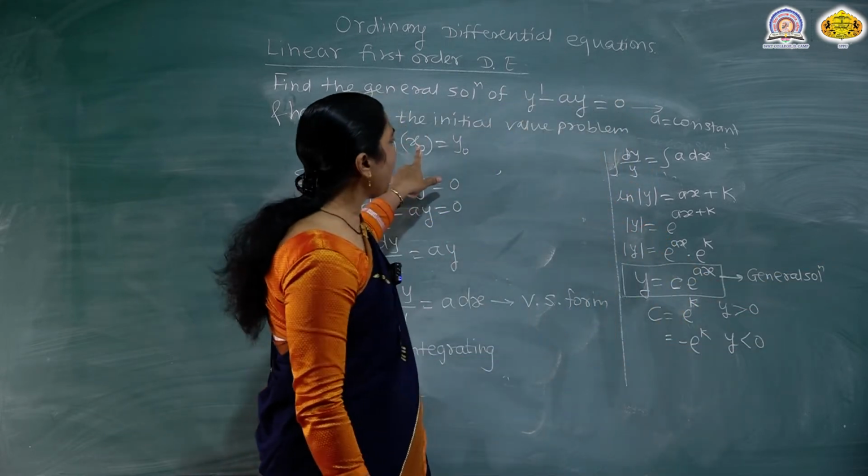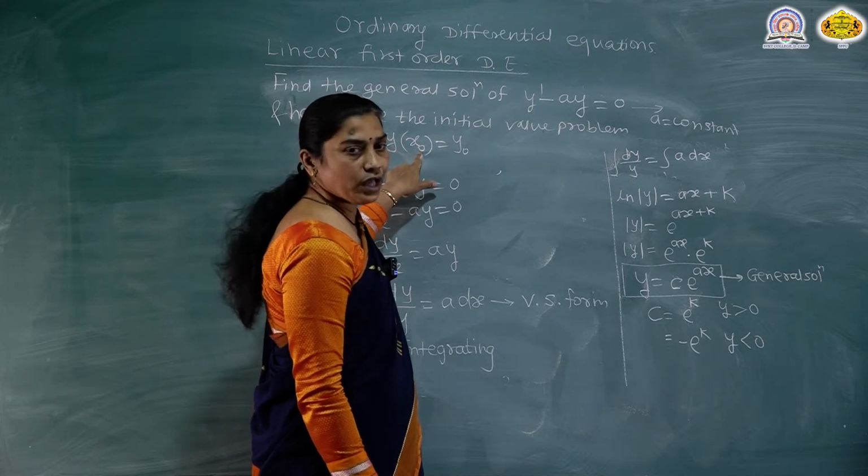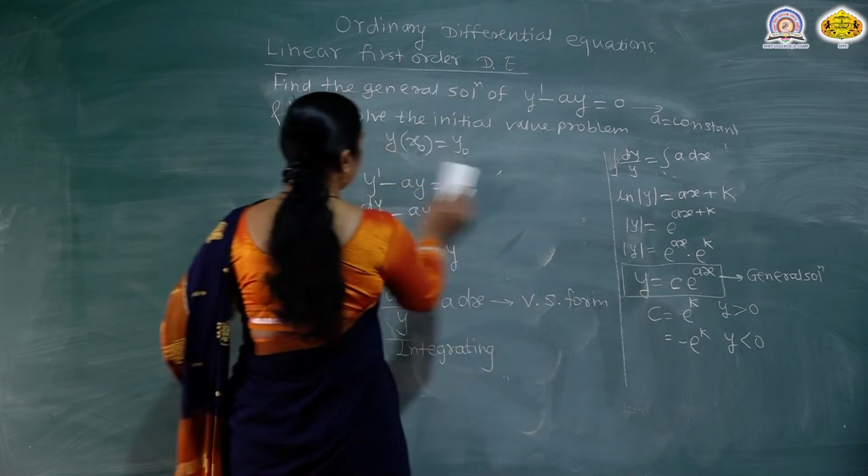Now, if you want to solve the initial value problem, we have to put x = x0 and y = y0 in this solution.